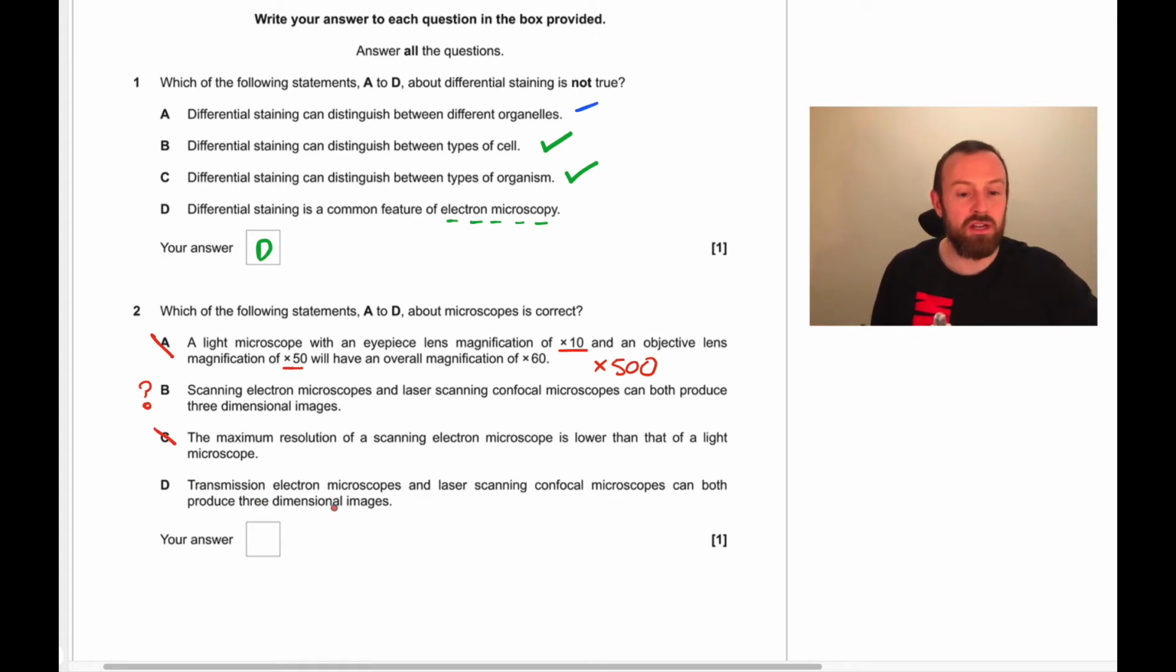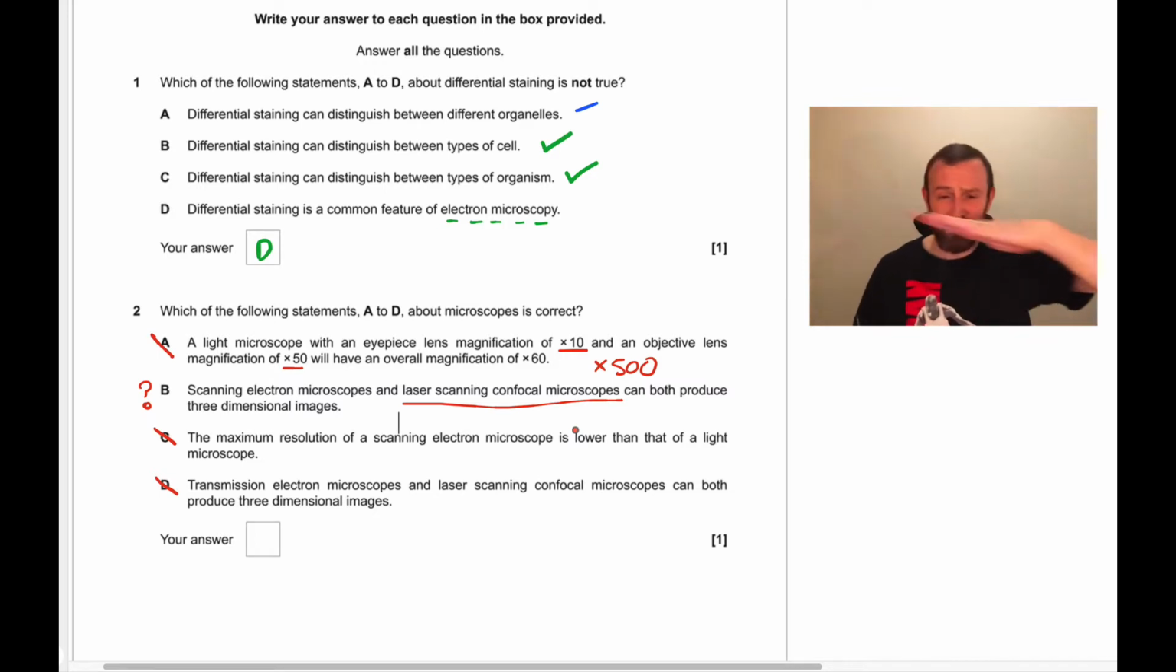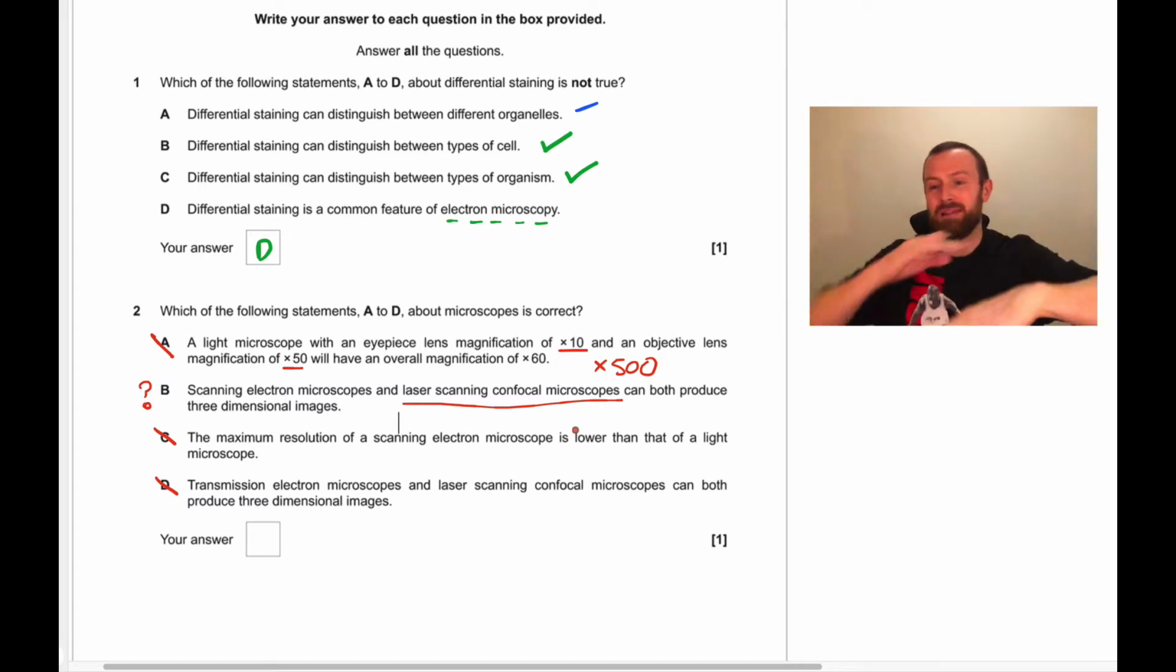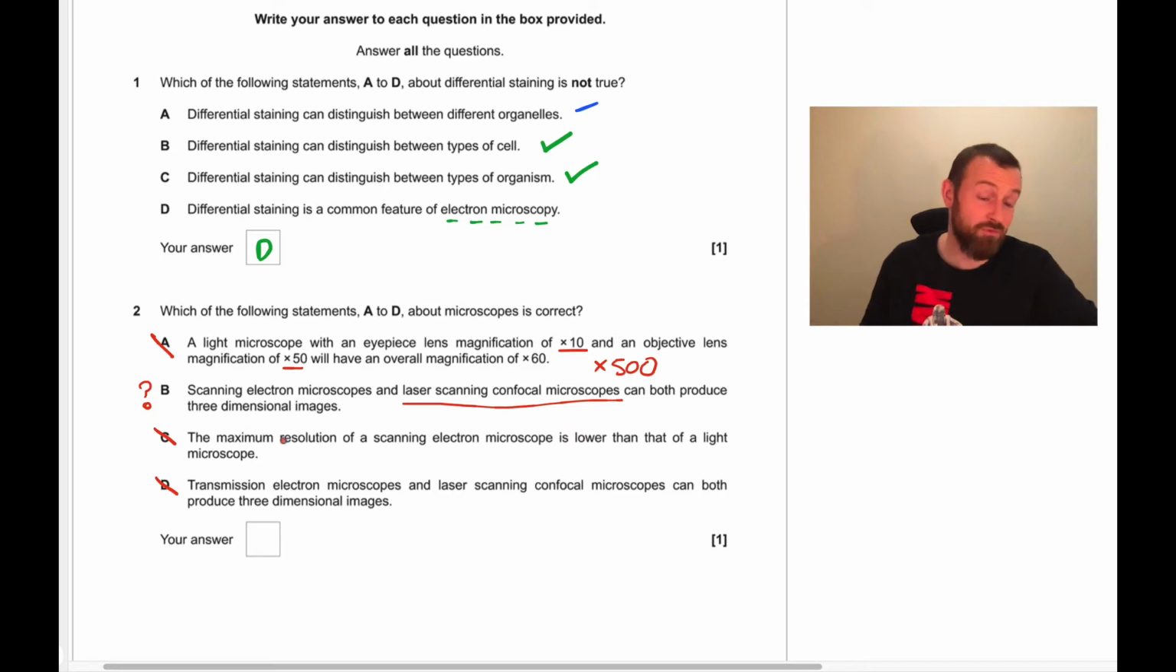D, transmission electron microscopes and laser scanning confocal can both produce three-dimensional images. That's definitely wrong because transmission is wrong. Now, the reason I question-marked B is because I'm not even really that sure what laser scanning confocal microscopes are. Confocal microscopes tend to take an optical slice through a specimen. But if you build up many, many layers, I guess you could probably make a 3D image. So it's definitely the least wrong, so we're going to put it, and that's what the exam board says.